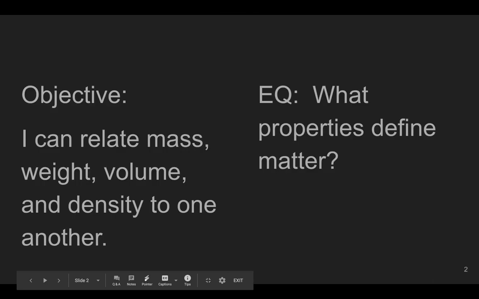Our objective is I can relate mass, weight, volume, and density to one another. And the essential question is, what properties define matter? Now, we've talked a little bit about mass, weight, and volume in the past, and we've learned how to calculate those using the triple beam balance, a spring scale, and a graduated cylinder. So we're going to review that a little bit, and then we're also going to talk about a new property of matter called density. And that's what we're going to be focusing on for this section.